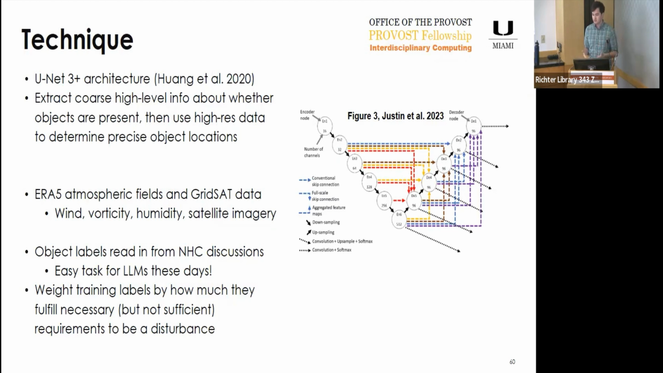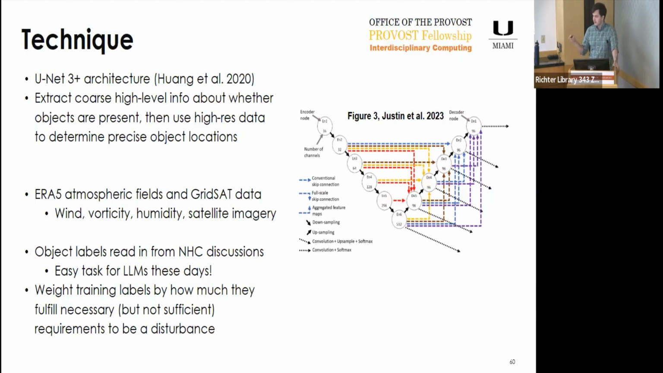UNET, which is to extract coarse high level info about what objects are, if you're doing an image segmentation task, what objects are present in your image, and then use high resolution info to determine precisely where those objects are located. So that's the model framework we used to train. And the input data came from this long, long archive called Reanalysis of Atmospheric Conditions going back for 40 years, except we could only use 20 years because we don't have labels for 40 years yet. And we also used some satellite data to see clouds, like I showed earlier.